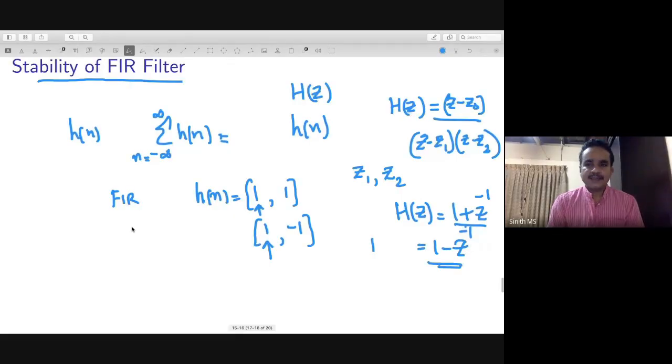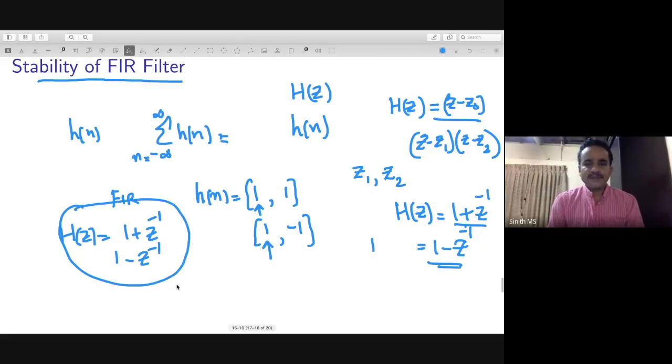You can see that H(z) equal to 1 plus z inverse or H(z) equal to 1 minus z inverse, both of them don't have any denominator. So you can very well tell that this has just zeros, and if there are no poles, this is not going to be unstable at any values of z or z inverse. So that means this doesn't have any poles, and hence it is not going to be unstable at the values of the poles. So FIR filters will always be stable.